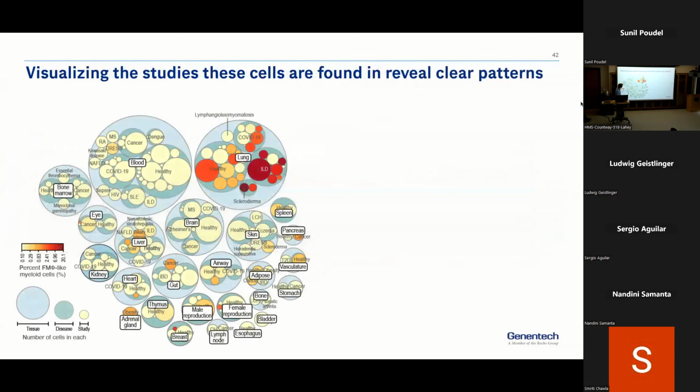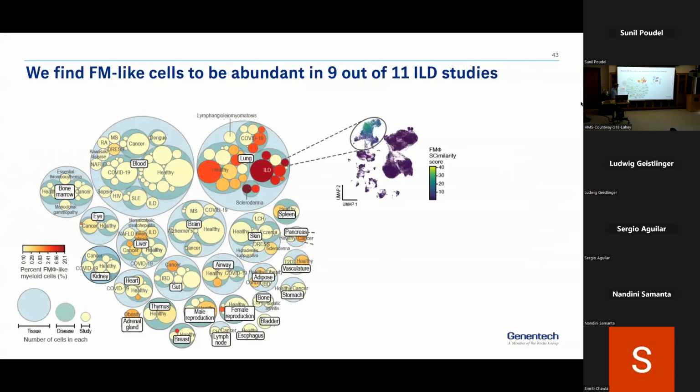So back to this study and tissue and disease view, we can see which conditions these cells are present in. And you can see, obviously, they're quite common in the lung. Here's the interstitial lung disease. What you can see is that quite a few of these are actually in ILD studies. So in about 9 out of our 11 studies, we see a solid number of these fibrosis-associated macrophages.